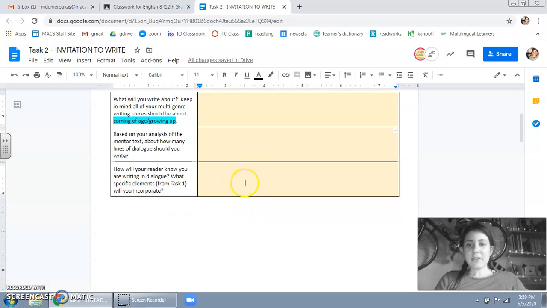And then how will the reader know you're writing a dialogue? What specific elements from task 1 will you incorporate? So again, how will we know it's a dialogue? How is it going to look, right? It shouldn't be a paragraph, right? So think about what a dialogue looks like and what you're going to do to show that it's a dialogue.